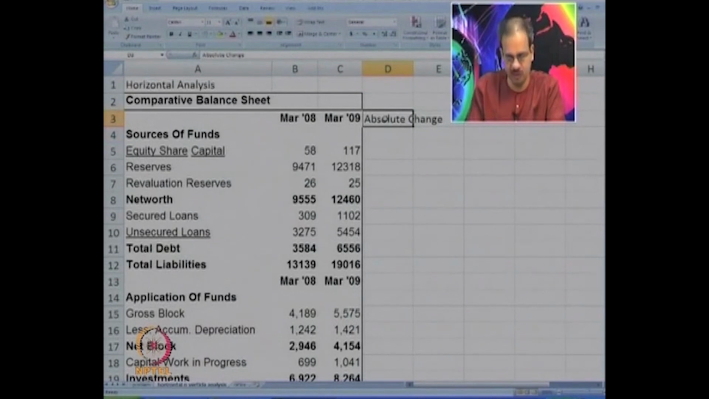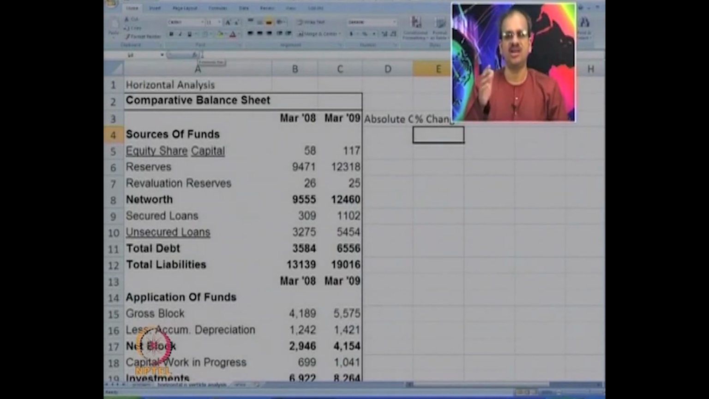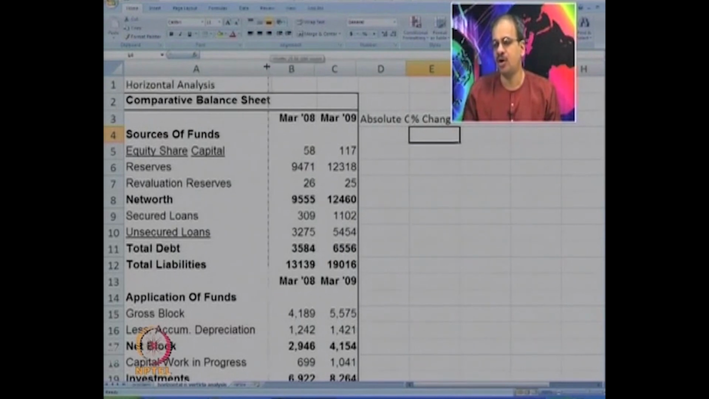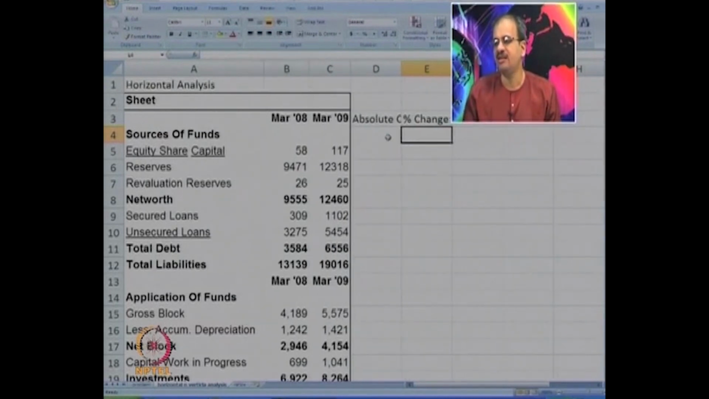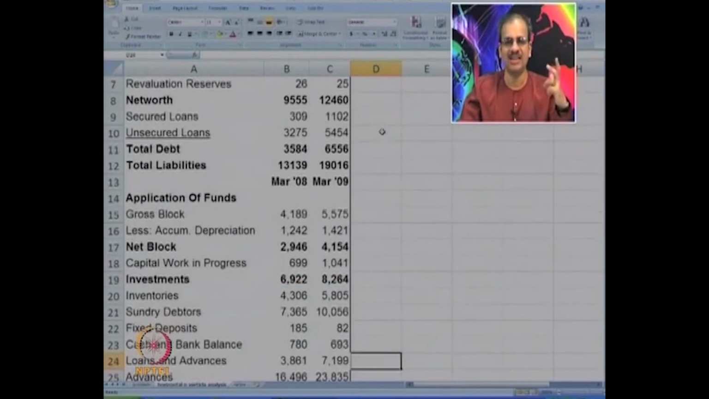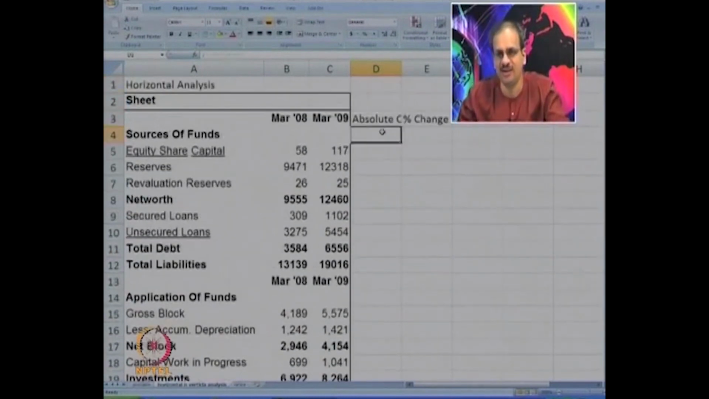So here you have an absolute change and in the next column we are going to have percentage change. So in percentage change we try to calculate the change with respect to the base year figures. This is the data for March 2008-9 for a real company. I am not going to tell what is the name of the company. I request you to guess. If you have some knowledge about different businesses, you can guess. Towards the end, I will tell you exactly which company we were referring to.